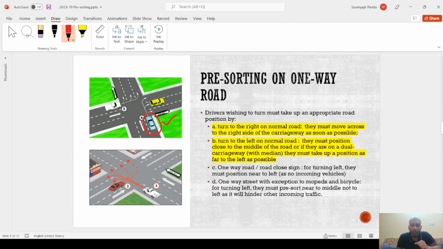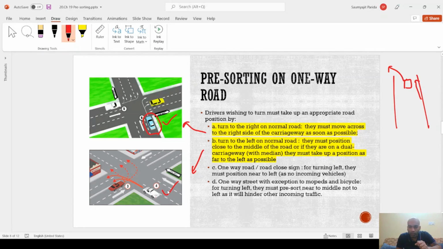If someone wants to turn left, like this scenario, they must position close to the middle of the road. If it were a single road, then for turning left the car should position almost to the middle of the road. Why the middle? Because they can allow the other cars to pass through.